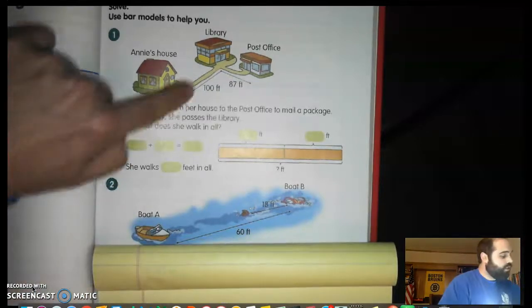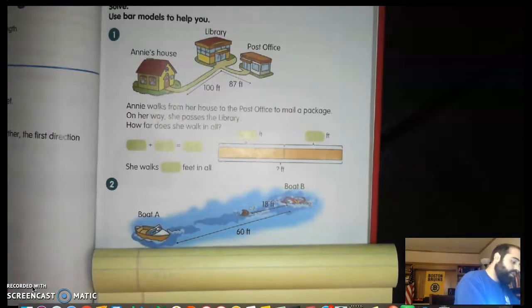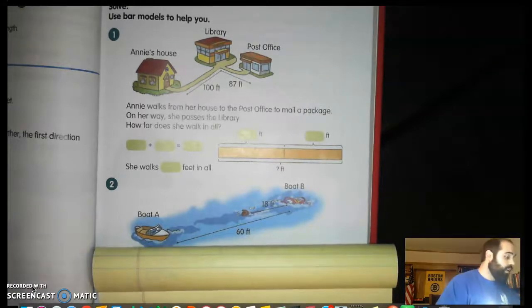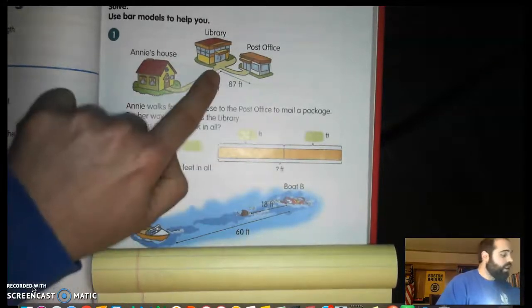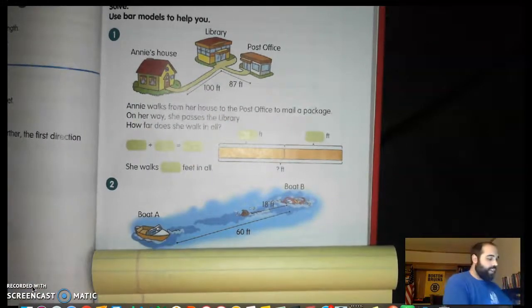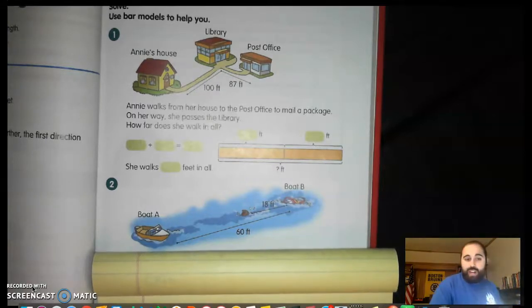So we know the first distance that she walked was 100 feet, right? 100. So that can be this length right here, 100 feet. And we know that the second length is another 87 feet to get to the post office, so we can add 87 to it. All right, now we know that first distance is 100, the second distance is 87. We have an addition problem. So go ahead and add it.